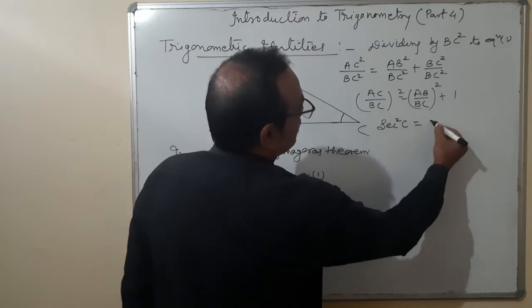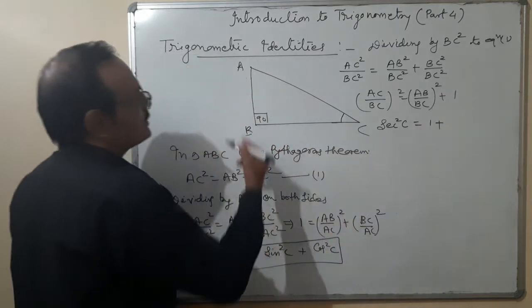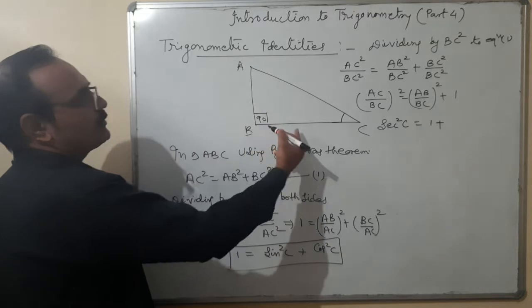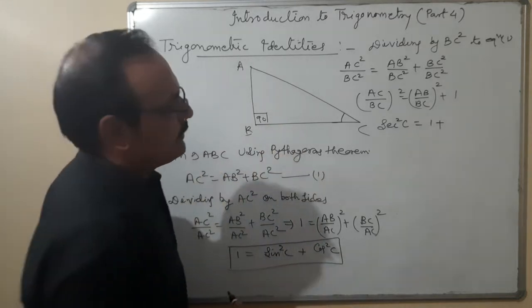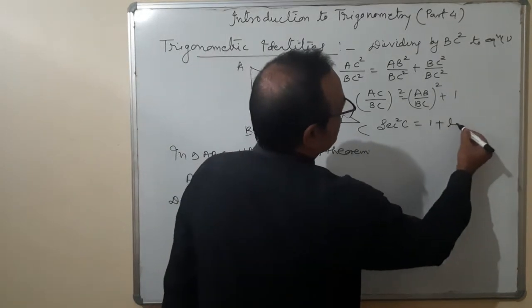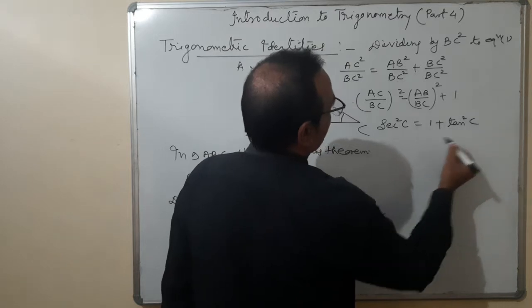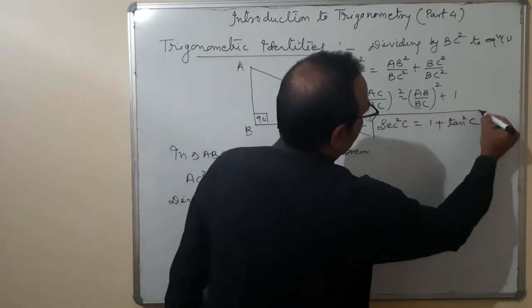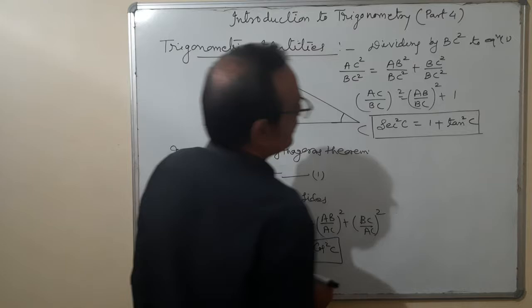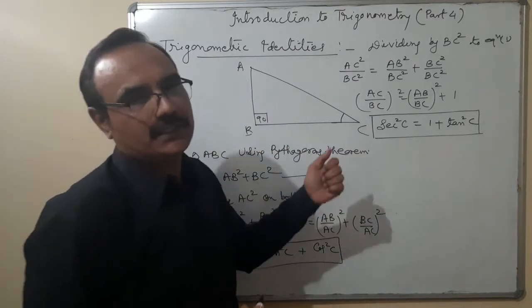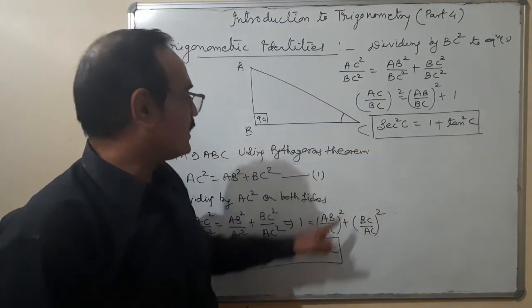is equal to 1 plus AB upon BC. AB upon BC is perpendicular upon base, that is tan. 1 plus tan square C. So that is identity number 2: 1 plus tan square C is equal to sec square C. Okay. Identity 1, this is 2.